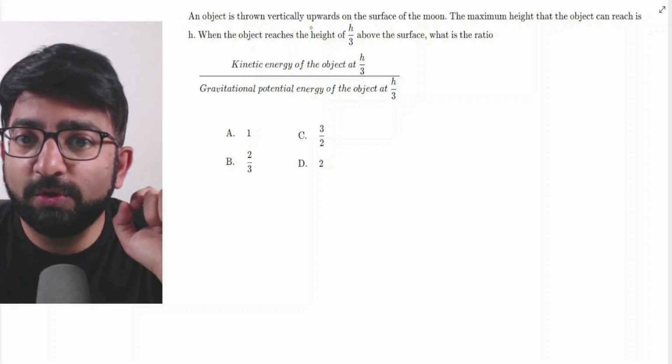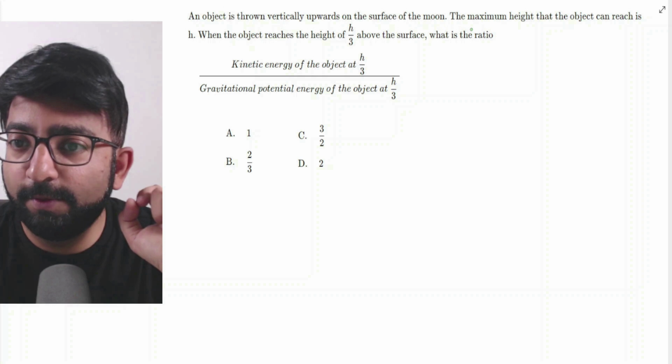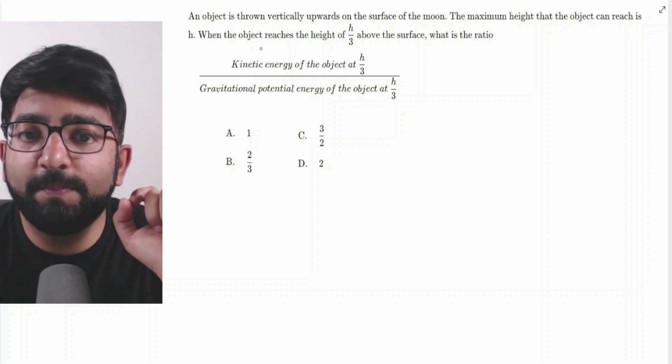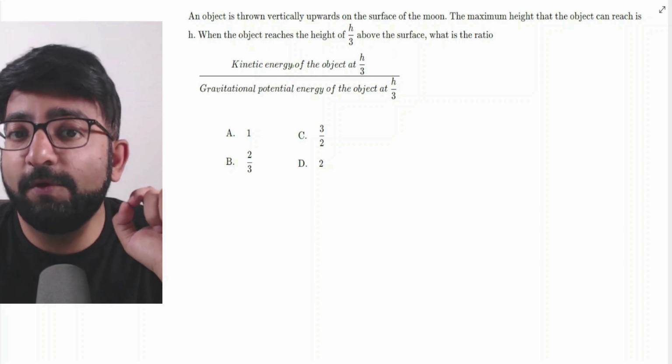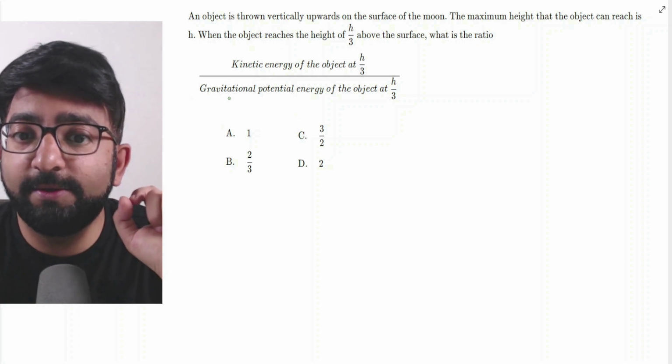So here we have an object thrown vertically upwards on the surface of the moon. The maximum height that the object can reach is h. When the object reaches h by 3, we have to figure out this ratio of kinetic energy and GPE.